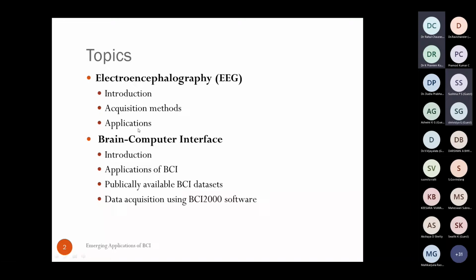Brain-computer interfacing is also an application of EEG, so I will go on to the introduction of brain-computer interfacing. Then, what are the applications of BCI? What are the publicly available data sets? And there is one nice free software called BCI2000. I will give a small demo of how to use that software for acquiring your own EEG data set.